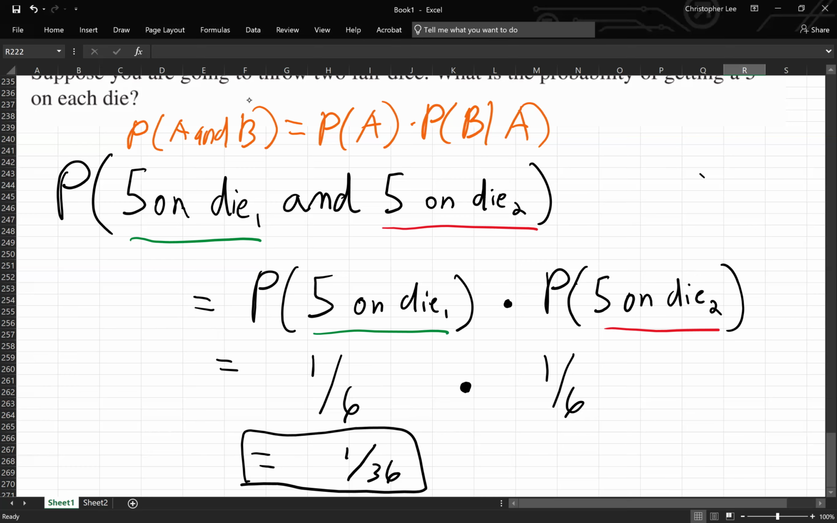But that only works for this problem. And then, Professor, this will be independent? This is independent. To be honest with you, you don't even need to stress that, because what happens on one die doesn't affect what's going to happen on the second die. If it did affect it, then that's dependent.